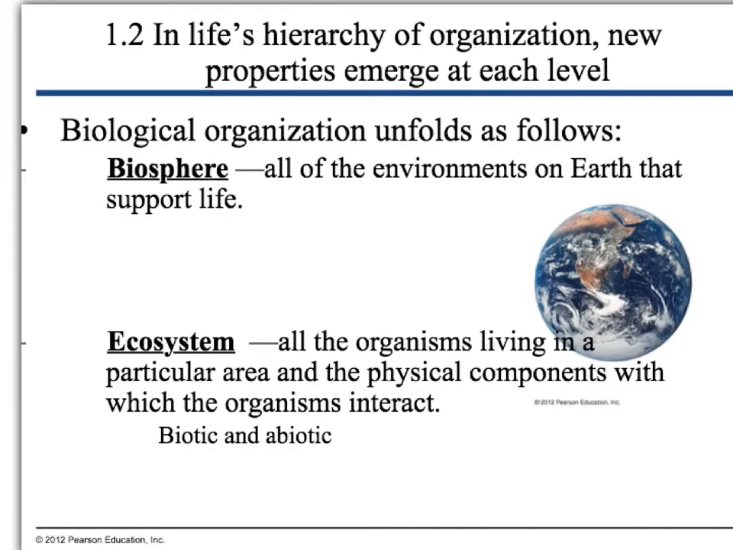In the second part of this chapter, we're going to talk about life's hierarchy of organization. So we're basically going to see how we organize life from big to small. We're going to start here as big, and the biggest category here is the biosphere, and that's all the environments on Earth that support life. If we take that biosphere down into smaller units, we have ecosystems, and this is where all the organisms living in a particular area and the physical components with which the organisms interact. And the words that kind of describe that, biotic, are the living organisms in that environment, and the abiotic is the non-living.